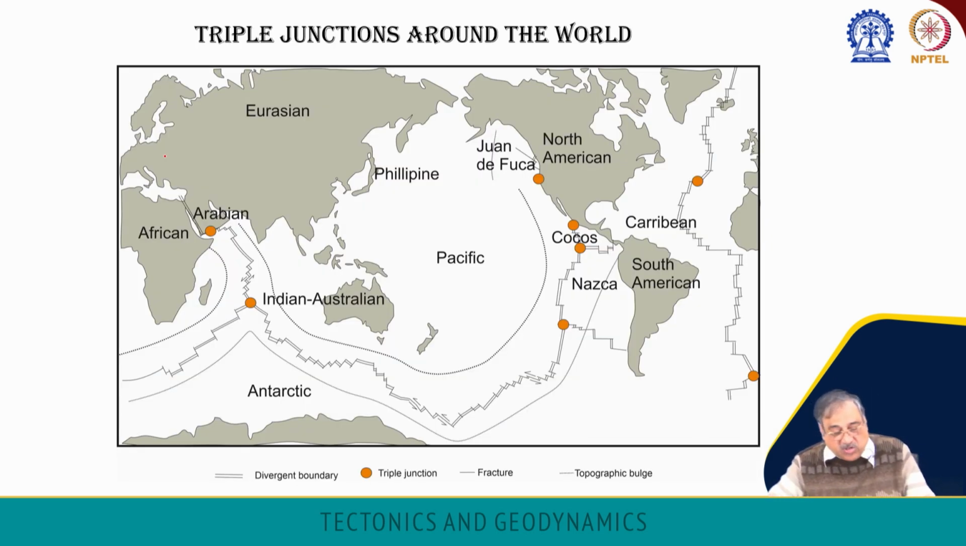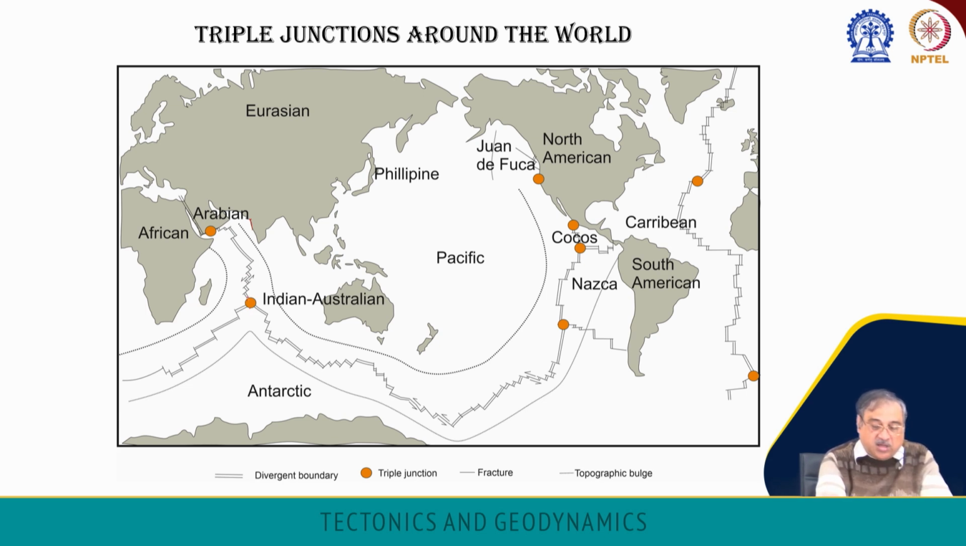Now, not all triple junctions are shown here. These are the triple junctions that are important with respect to the orientations of ridges and transforms. So you have a number of them shown here with respect to India. So this is India here. So we have a triple junction here effectively between three ridges, right?